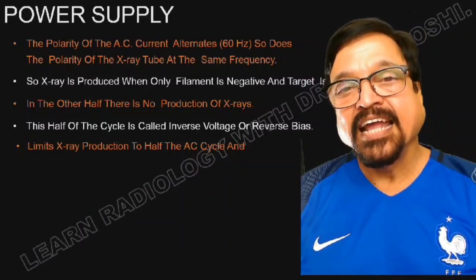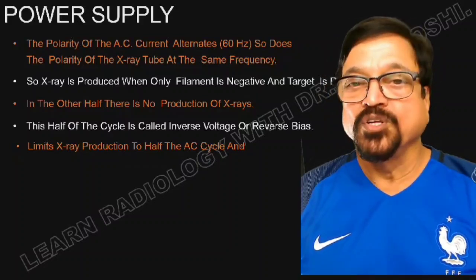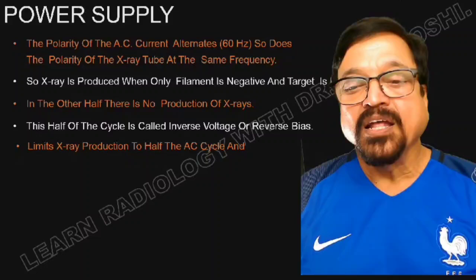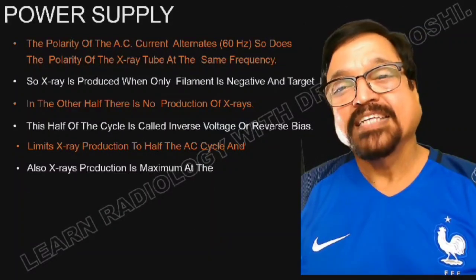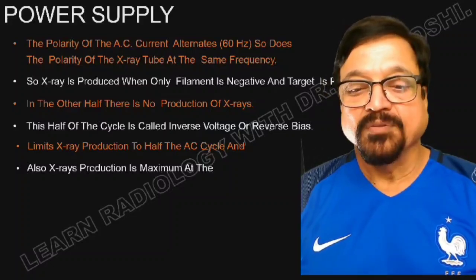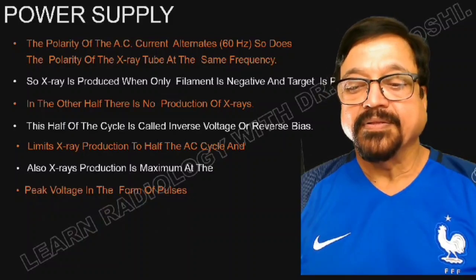Limit of X-ray production: it will give X-rays only when there is an upward curve. So only 50% of the cycle will be used to get the X-rays, and therefore it will limit the production of X-rays to only half the cycles. So it has to be a full wave rectification.